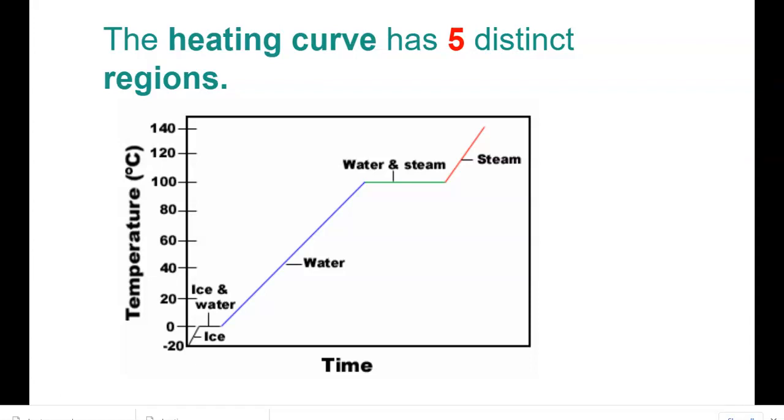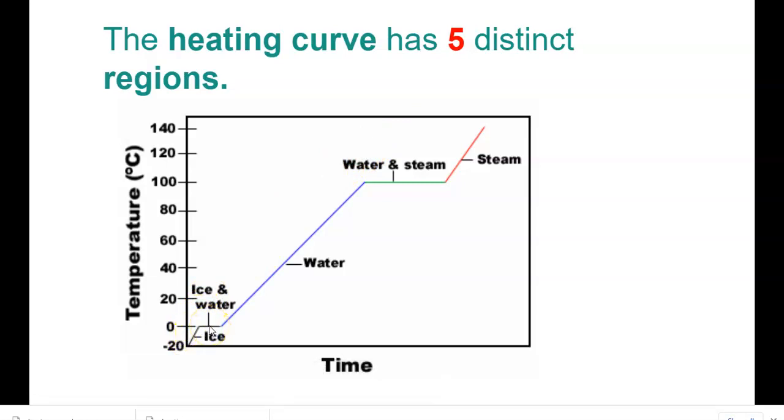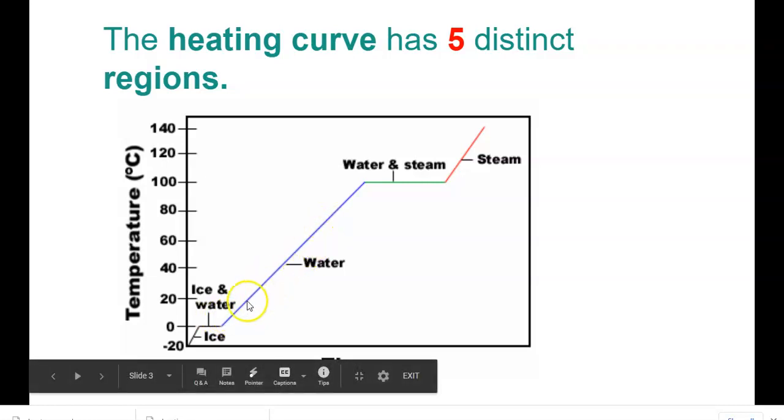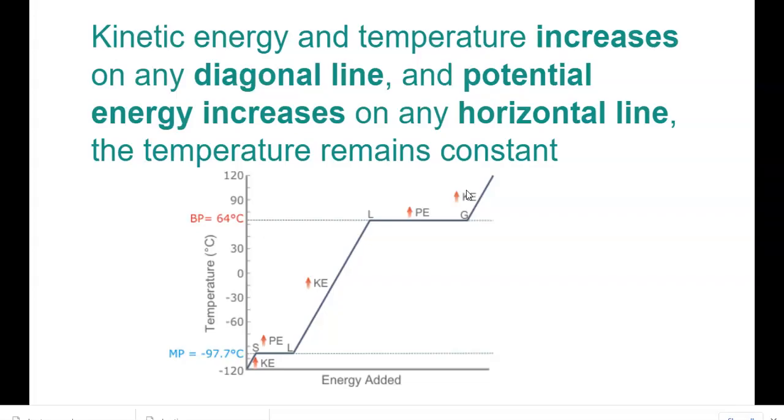You can see it has 5 regions. I have the solid section, which is right down here, and it's slanted. Next, we're in a phase change, going from ice to water, and there are 2 phases happening simultaneously. Then we have another incline, where we're in water, so all this heat energy goes to the water. Then we plateau again, where we have another phase change, this time water and steam. And then finally our steam section, where we can still increase our temperature, but we're going to stay a steam.